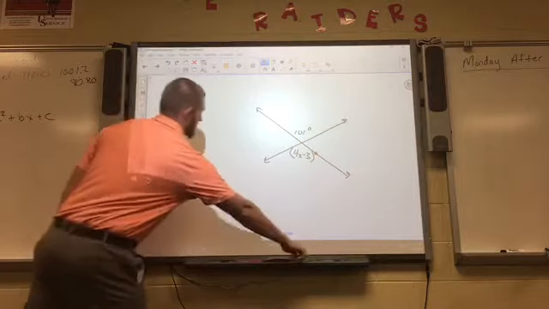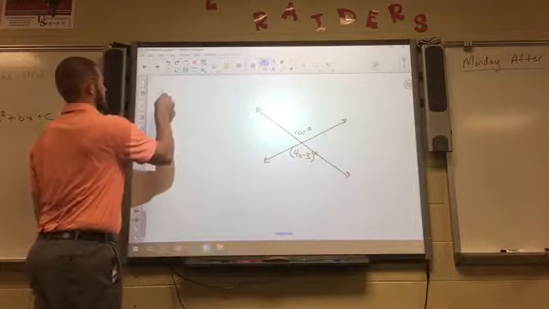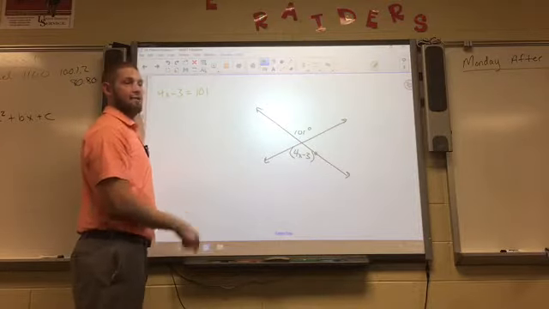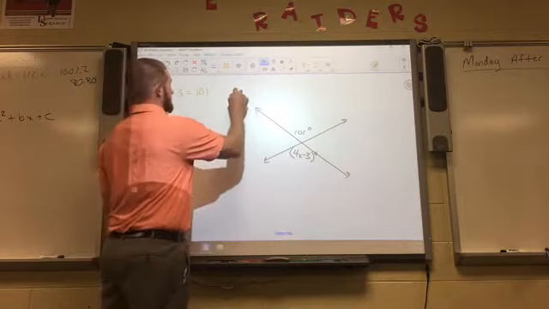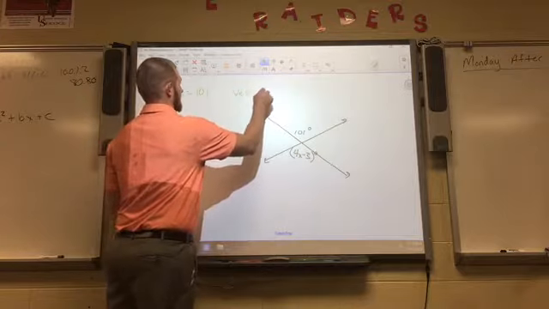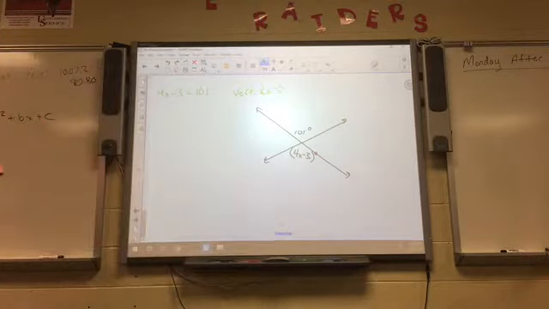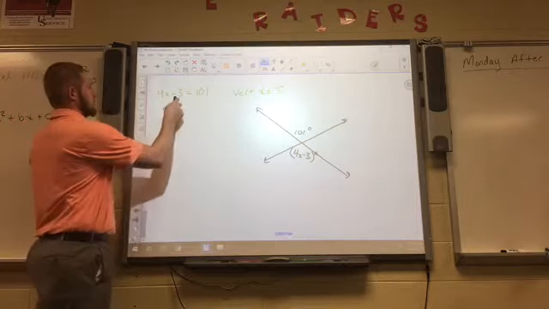4x minus 3 equals 101. Why? If I had to have you write a reason, that's exactly what you'd say. Vertical angles are congruent. Since they're congruent, I know that those two things must be equal to each other, correct? Okay. And then from there, I could go on and solve this.